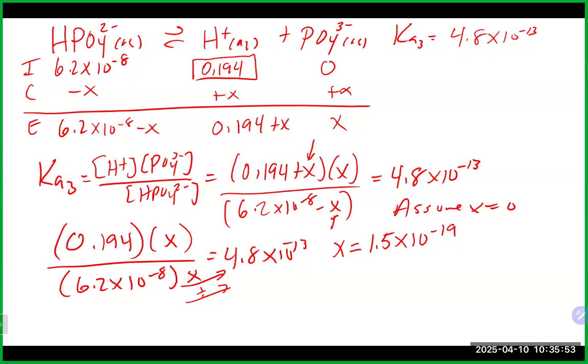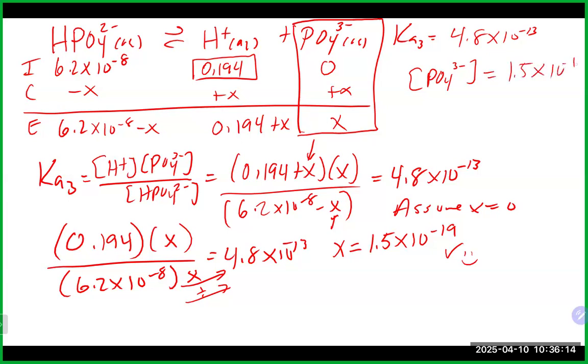Again, we could check it by doing either of those numbers, and neither one is anywhere near problematic, so that check is good here. At this point, that does give us really the reason we needed to come back this far to this step, the phosphate's concentration, which is 1.5 times 10 to the minus 19 molar in this case.